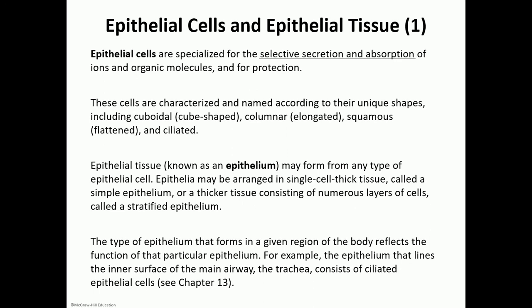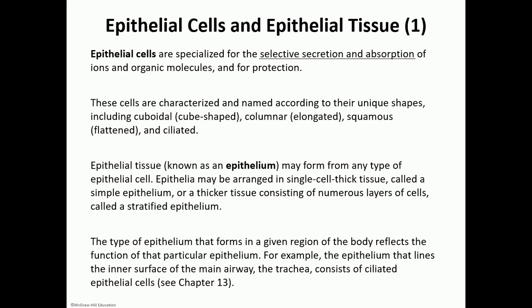Skin is made out of multiple layers of flat cells. So multiple layers would be stratified epithelium. And because, again, multiple layers of flat cells, that would be a stratified squamous epithelium, and so on. Okay, so you have to be able to name it according to the number of layers and what these cells look like.